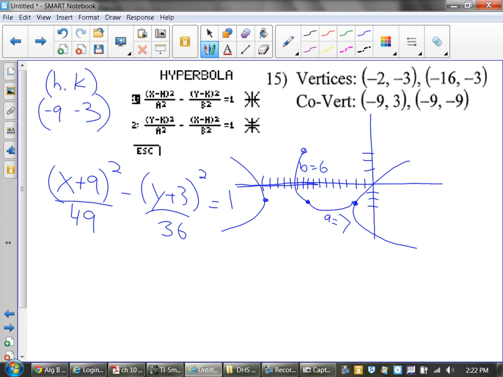Wait, how do you get the 6? I know that from the center of -9, 3 to go to a co-vertex, the only thing that changed was the y value. So how far is it from -3 to +3? 6. I just quickly walked through that. I could have gone the other way and gone down from -3 to -9, also got the 6.